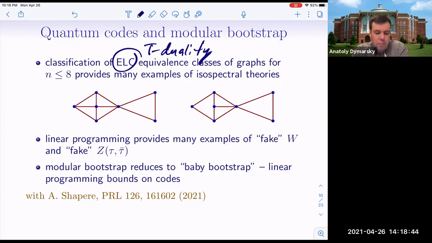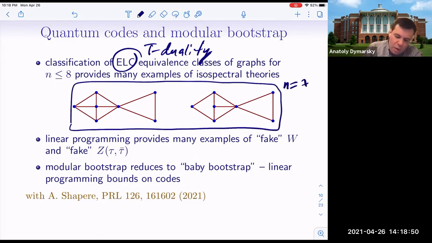And the first example like that happens for n equals 7. Here you have two graphs. Both of them have n equals 7. It's a highly non-trivial thing, but I want to assure you that those graphs are not T-dual to each other. But quite surprisingly, they have exactly the same enumerator polynomials. And since they have exactly the same enumerator polynomials, we actually have an example of isospectral theories.